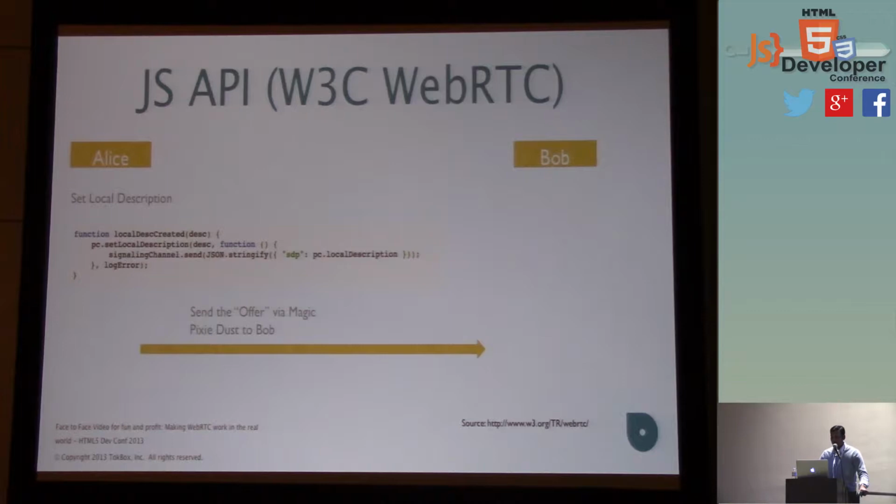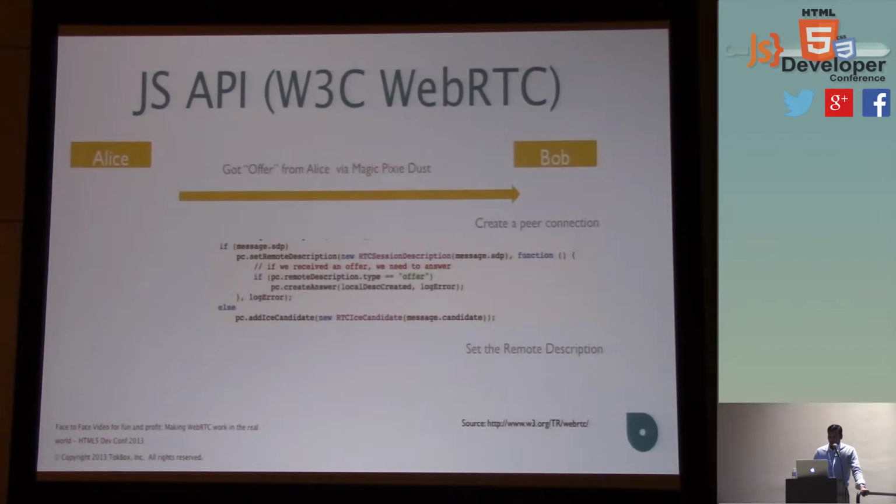So you create a local description, and you have to send the offer somehow, in this case, magic pixie dust. I'll talk to you guys about why that's the case, but just assume for the sake of argument that I have a mechanism to somehow send the offer from Alice all the way up to Bob. Bob receives the offer from Alice. Again, we have magic pixie dust. He's very excited to get an offer from Alice.